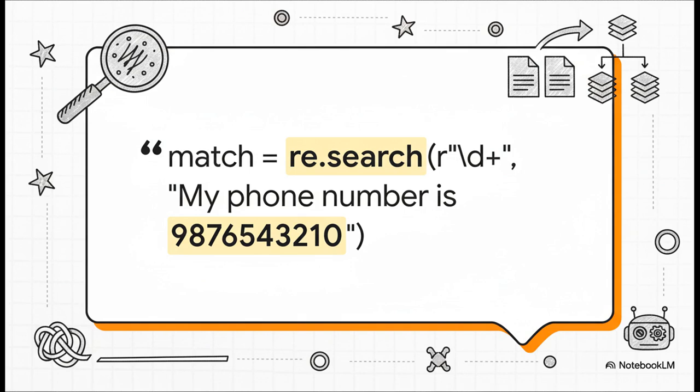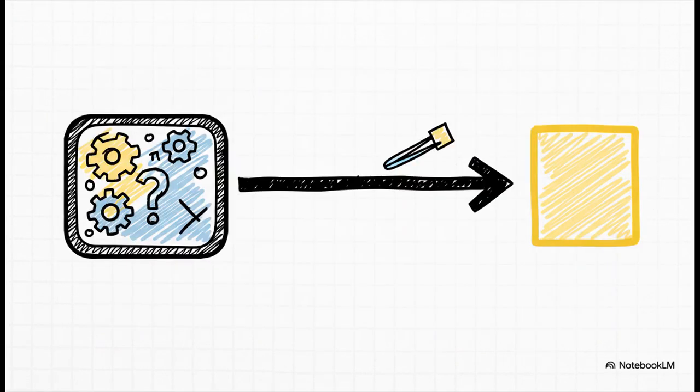So let's look at this. We've got a simple string. The pattern we're using is r'\d+'. Now, that little r at the start makes it a raw string. You should pretty much always do this with regex. It'll save you a ton of headaches with backslashes. The pattern itself, \d+, just means one or more digits. And boom, it finds the number.